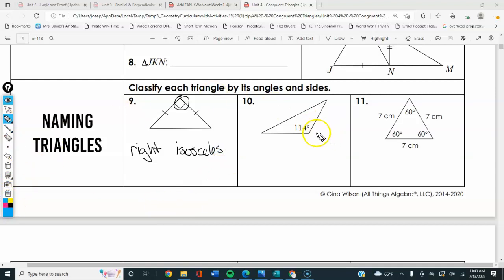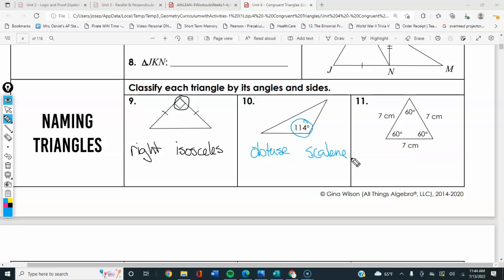I'm sorry. Number 10, I look at my biggest angle. It's obtuse. None of the sides are marked congruent. They look congruent, but we can't prove it. We don't have numbers. We don't have any markings. We don't have any properties. So it's an obtuse scalene.